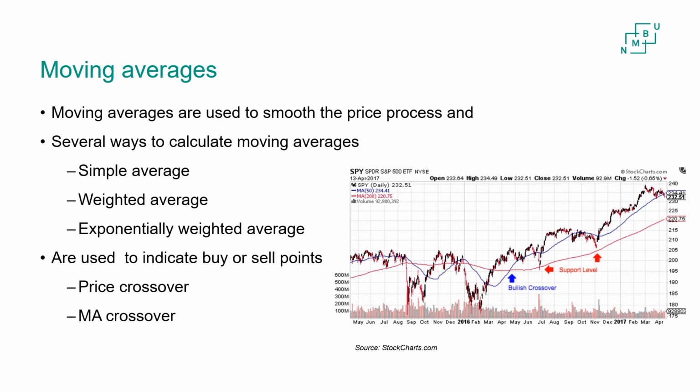So for example, you can have a moving average crossover. If the short moving average, the blue line, crosses the long moving average from below, then that would indicate a buy signal, a bullish signal. If the short moving average, the blue line, crosses the long moving average, the red line, from above, then that would indicate a sell signal.